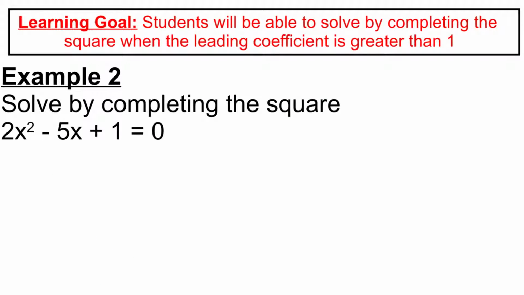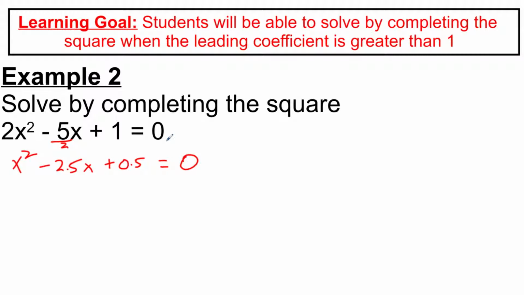Here's another example, and this one is a little bit trickier. When we divide by 2 here, we're looking at this and saying, I don't want there to be a 2 there, let me divide everything by 2. We're going to end up getting some not nice numbers. When I divide this first one by 2, I get x squared. When I do 5 divided by 2, I get 2.5. And when I divide 1 by 2, I get 0.5.